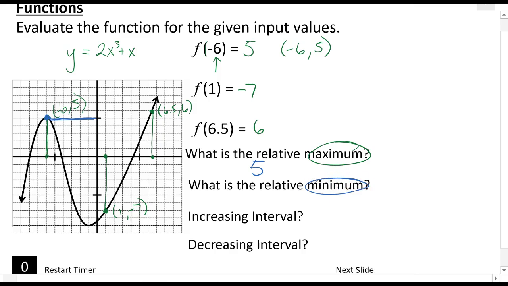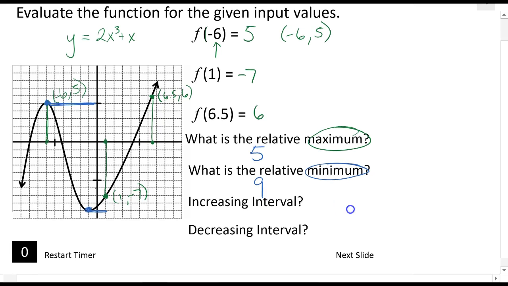Okay, so now for the minimum, that's the lowest point, like a valley. So down here, the lowest point in this little window of our graph, the y value is, what is that, 8? 6, 7, 8, 9. Sorry, 9.